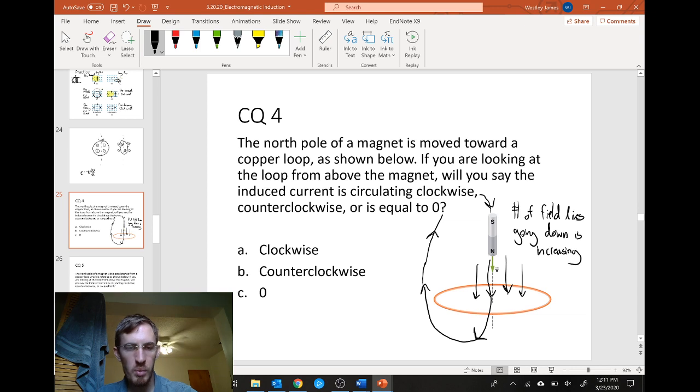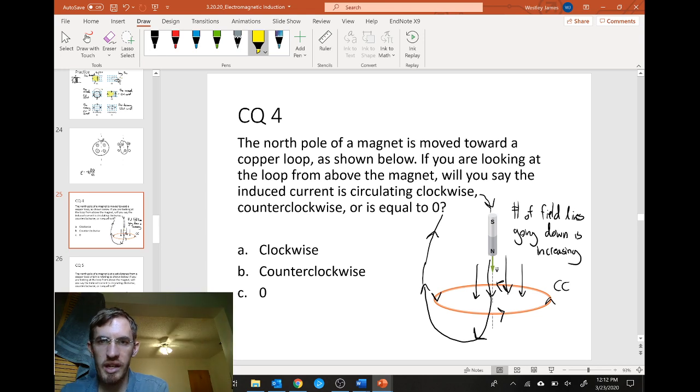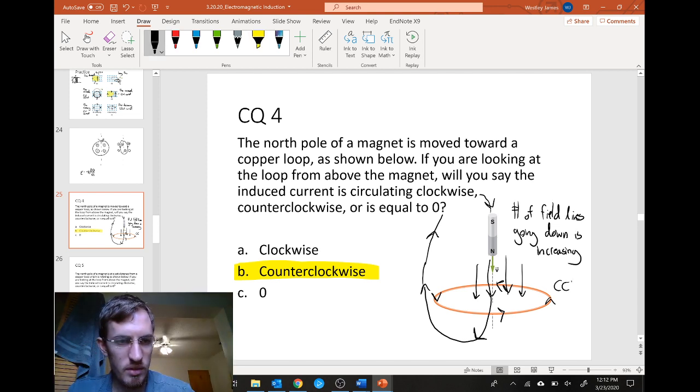This loop does not want more going down, because that's what Lenz's law says, and Faraday's law. And so it's going to generate one in the opposite direction. So if I'm getting more down, I don't want more down, so I make some up. So I point my thumb up, and your fingers are going to curl, if you looked at it from the top, this way, which if you're looking at this from the top would be counterclockwise. So you get a current that goes counterclockwise to oppose the increasing lines going down. Okay.